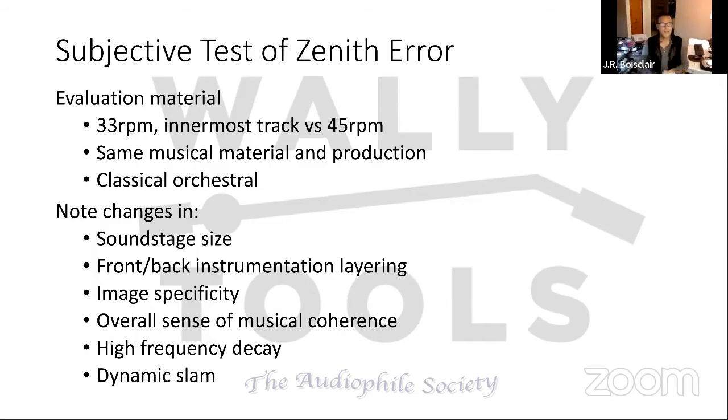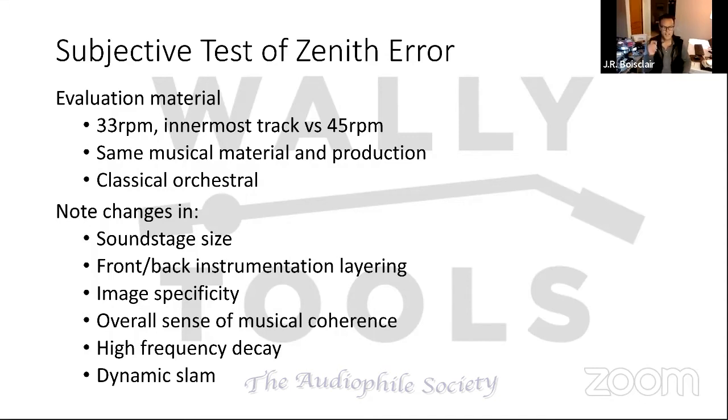But there is a way to subjectively test for zenith error. The evaluation material: as far as I know, only Chad, Cassim, and in the older days, Classic Records made the same high quality pressing in both 33 and 45. If you have the same production from the same production house in both 33 and 45, you have an opportunity to test subjectively for potential zenith error.